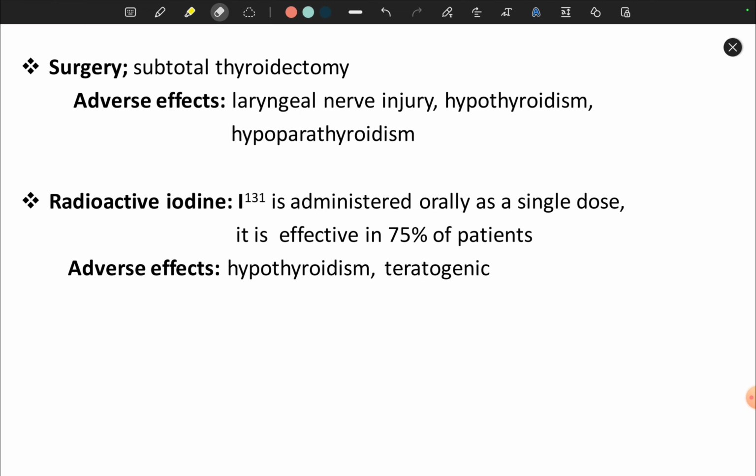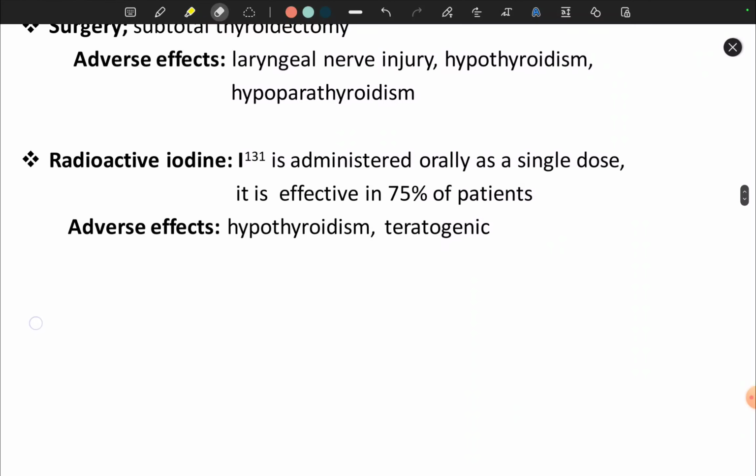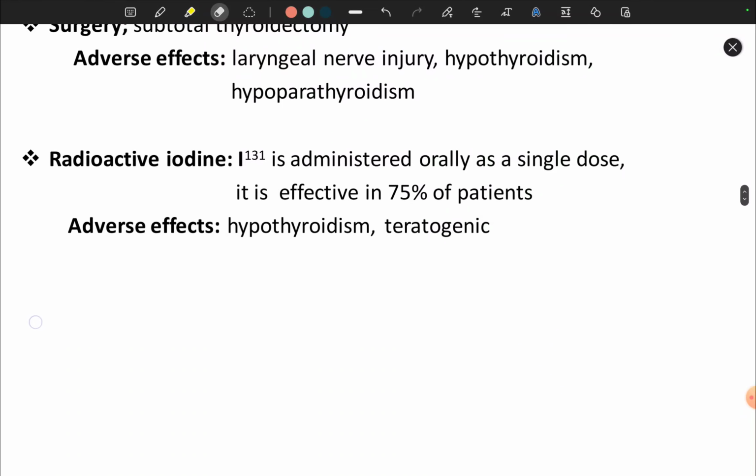Radioactive iodine. The patient takes radioactive iodine orally, and after a few months you see the effects of radioiodine treatment. It has some radiation that destroys the gland. The radioiodine circulates in the blood and is taken up mainly by the thyroid gland, where the radiation causes destruction of the thyroid gland.